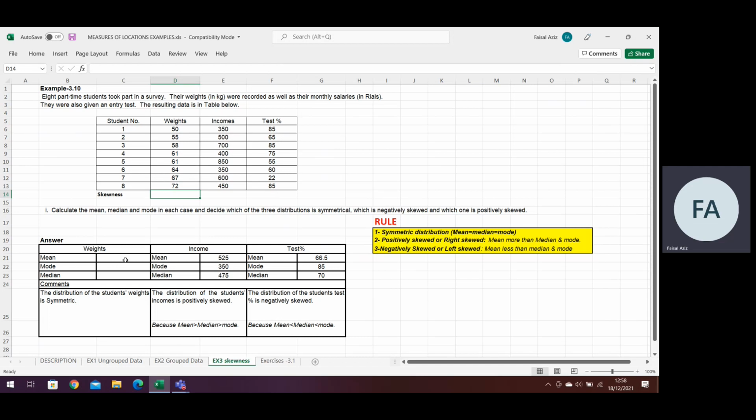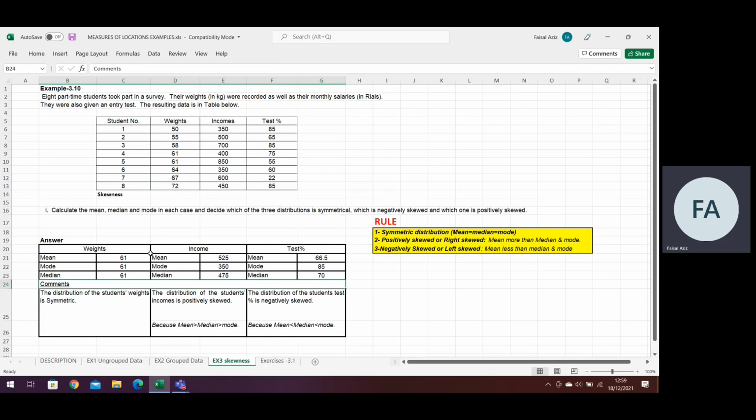But before that, let me calculate mean, median, and mode. Very simple, press the equal sign, write mean, average, double click on it, and you can select this data, and you click enter, you will get 61. Similarly, the mode, equal sign mode, select the data, then click enter, 61, and then write median. So MEDIAN, select this data again, click enter.